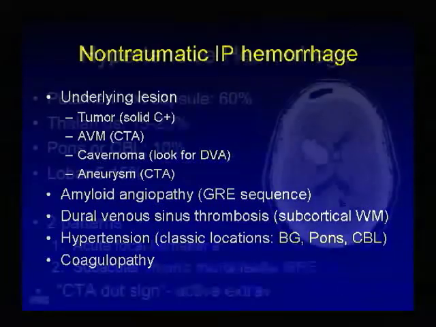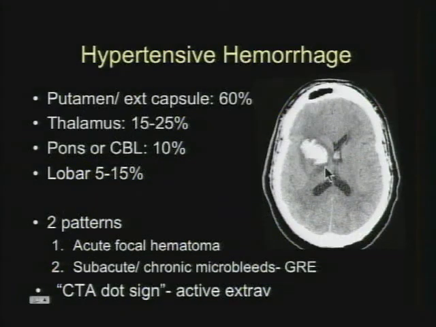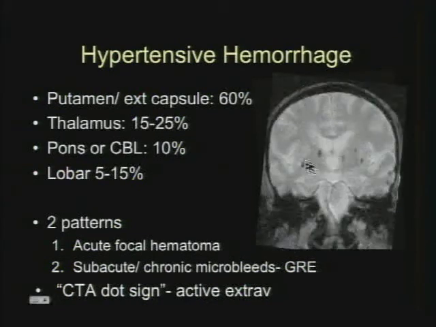So here's an example of a hypertensive hemorrhage at a classic location here in the putamen. But remember again that 5 to 15% can be lobar. You'll see two patterns. One is this acute focal hematoma, but you can also see these subacute chronic microbleeds on the gradient sequence. So if you see a hematoma, the gradient sequence can be a hint to the underlying etiology of the acute hematoma. And remember to look for active extravasation on CTA in your post-contrast. And here's this patient's gradient sequence, multiple areas of microbleeds and susceptibility centered in the basal ganglia.